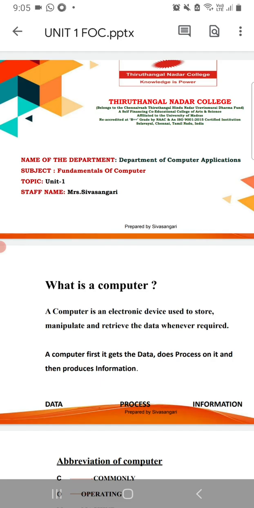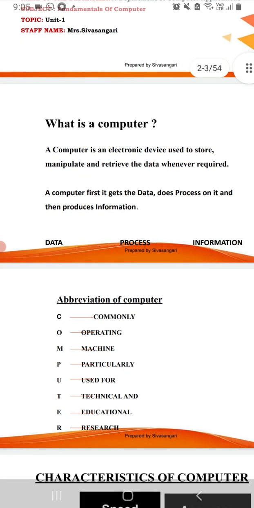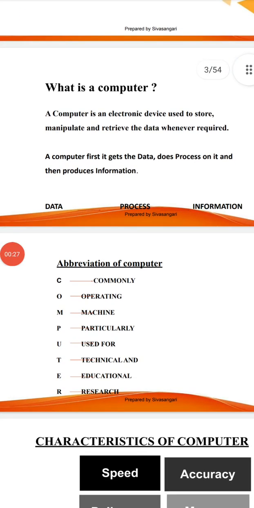What is a computer? A computer is an electronic device used to store, manipulate, and then retrieve the data whenever required. The full form of computer is commonly operating machine, particularly used for technical and then educational research.